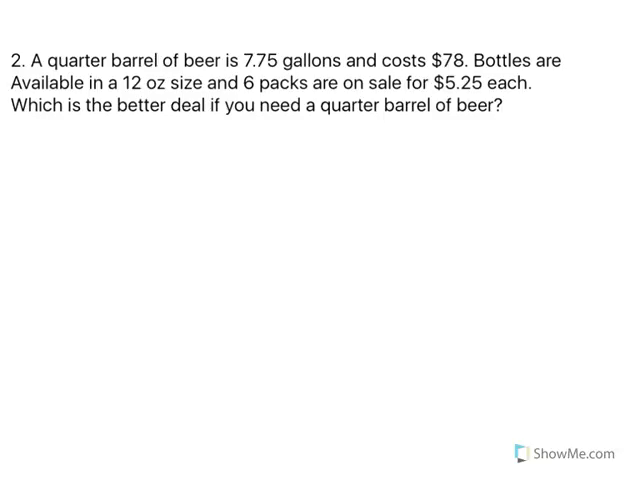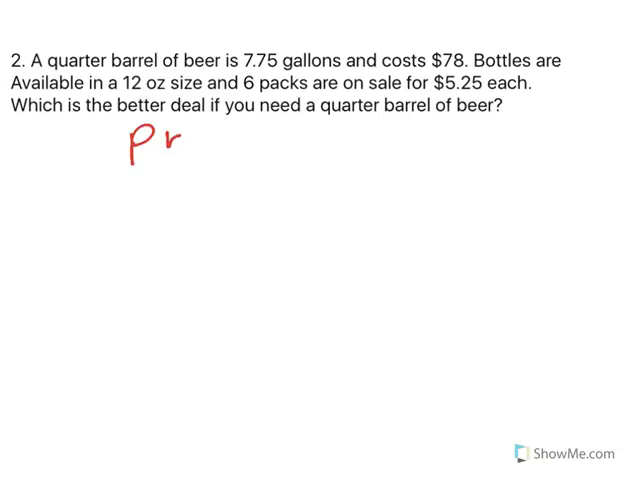So you've got a quarter barrel of beer, which is 7.75 gallons, and costs $78. Bottles are available in a 12-ounce size, and 6-packs are on sale for $5.25 each. Which is the better deal if you need a quarter barrel of beer? So if you need that much beer, what's your better price? We have to figure out the best price, and there's a couple different ways to do this.